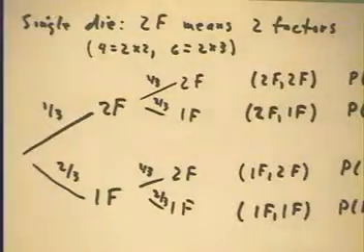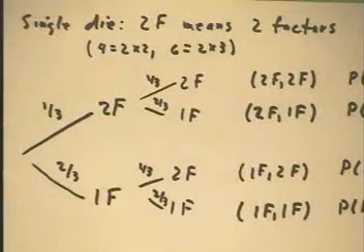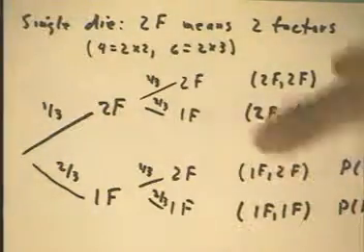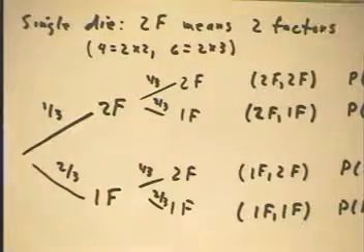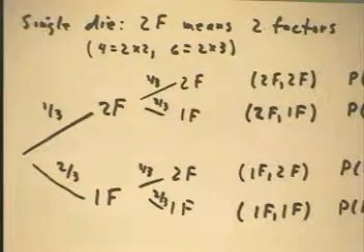One more example of independent and dependent events, tree diagrams, labeling of trees, and so forth. Let's say that we have a single die. We're going to just roll a single six-sided die. And a number is going to come up: 1, 2, 3, 4, 5, or 6.